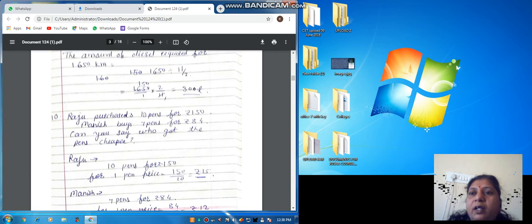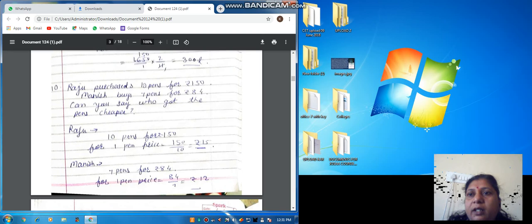Raju purchased 10 pens for 150 rupees. Manish bought 7 pens for 84 rupees. Can you say who got the pen cheaper? चलो पहले एक पेन की कीमत दोनों की निकालते हैं. ठीक है. First of all, we calculate about Raju. 10 pens for 150 rupees. For 1 pen, price is equal to 150/10, that is 15 rupees. Okay. Now next. Manish purchased 7 pens for 84 rupees.